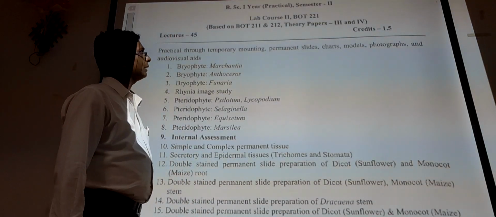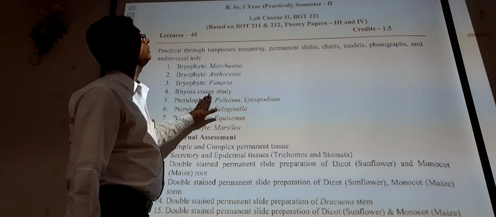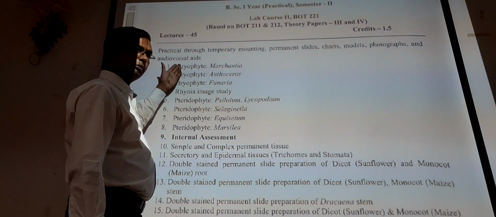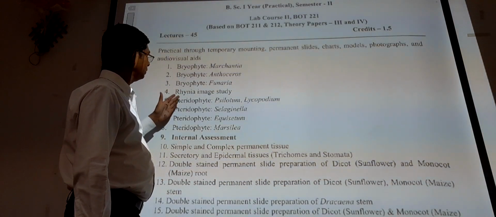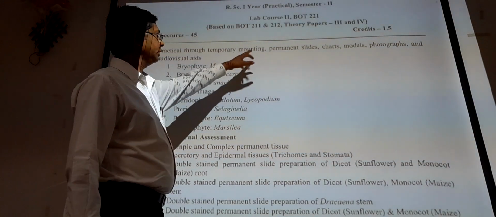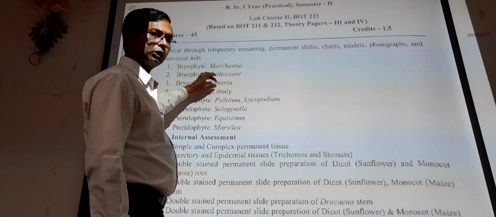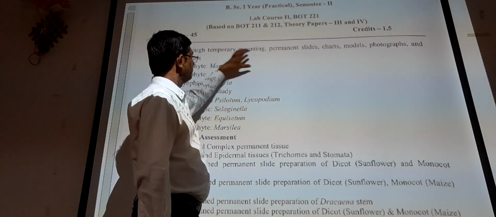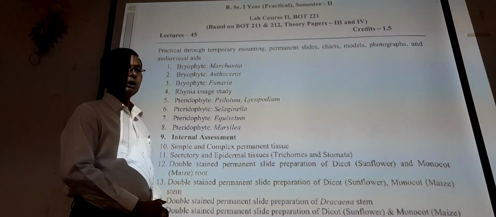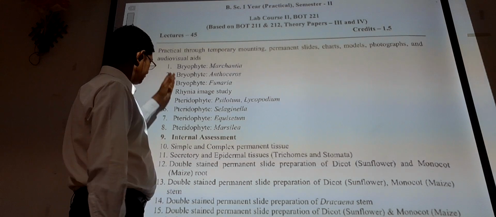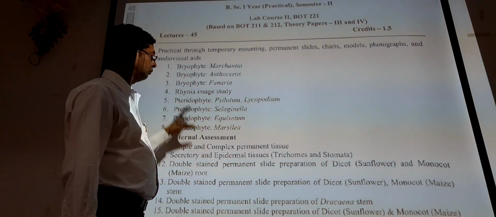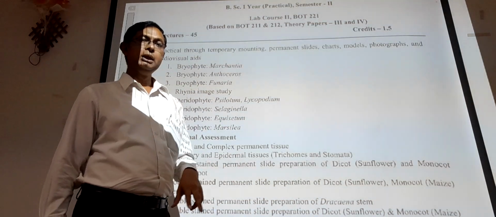Now this is nothing but the practicals, which is based on the lab course 211. In this particular practical we have done much of this part, that is bryophytes we have discussed in our practical, that is the temporary mounting of Marchantia, Anthoceros, Funaria. Then the permanent slide we have gone through. Then we have seen some charts, models, some photographs in this practical. So this is the practical based on 2 papers of the semester 2.